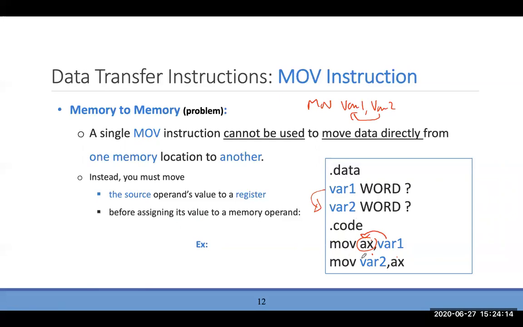It's like a temporary storage. So that's going to be a register. So you move it to a register, and that's okay, memory to register. And then you take from register to memory, that's okay too, as long as it's not memory to memory. Register to register is fine. Register to memory is fine. Immediate to memory or register is fine, but not memory to memory.